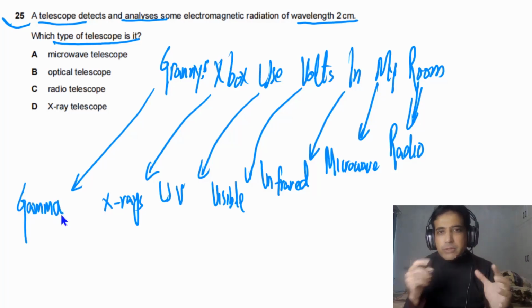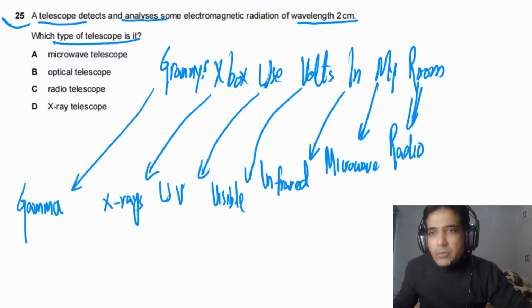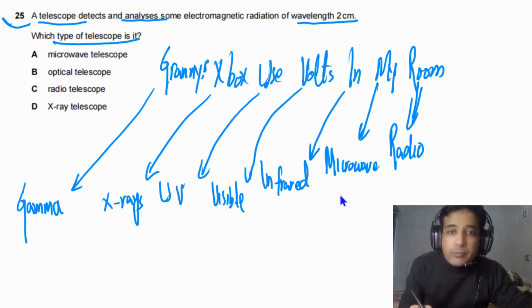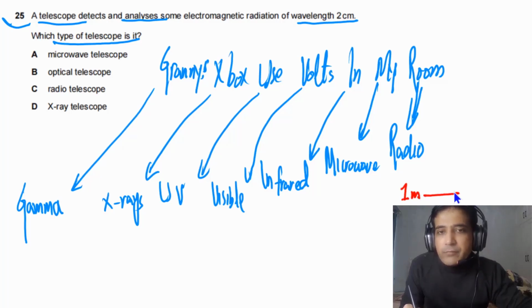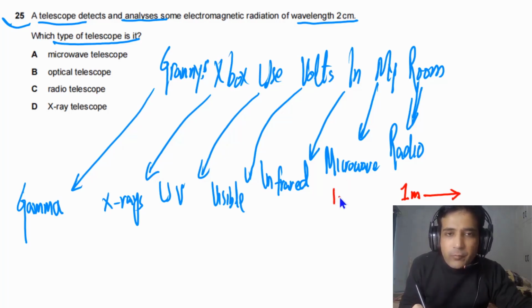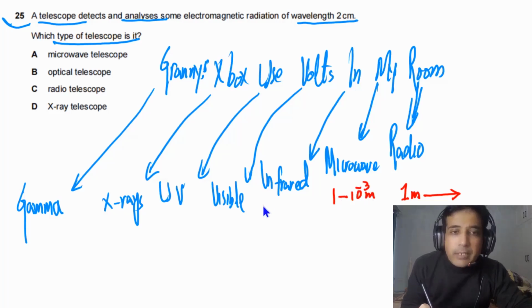Now let's try to understand how we can remember the wavelength of these radiations. For radio waves, you need to understand the wavelength of radio waves is 1 meter and greater than 1 meter. And for microwaves, the wavelength is from 1 to 10 to the minus 3 meters. And for infrared, this is 10 to the minus 3 to 10 to the minus 6 meters. We are talking about meters.